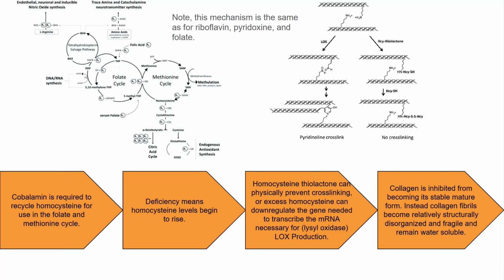All right, so you've seen this slide before if you've watched the other deficiency videos, but B12 deficiency is going to impair the methionine cycle, which means homocysteine levels will rise. Homocysteine thiolactone is going to bind to lysine residues in collagen and prevent collagen cross-linking. This means collagen will be inhibited from becoming its stable, mature, insoluble form.